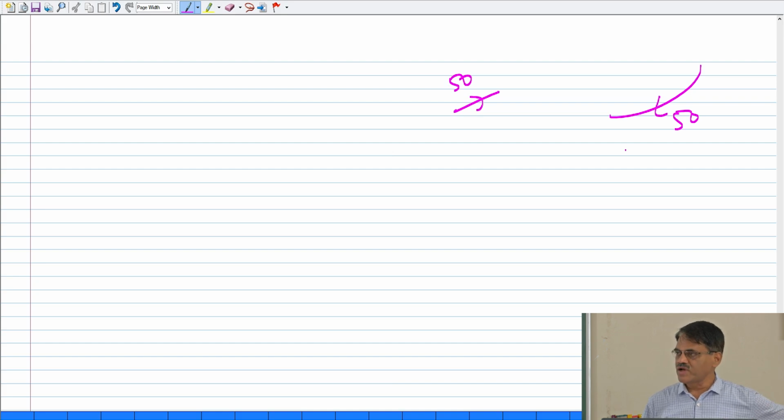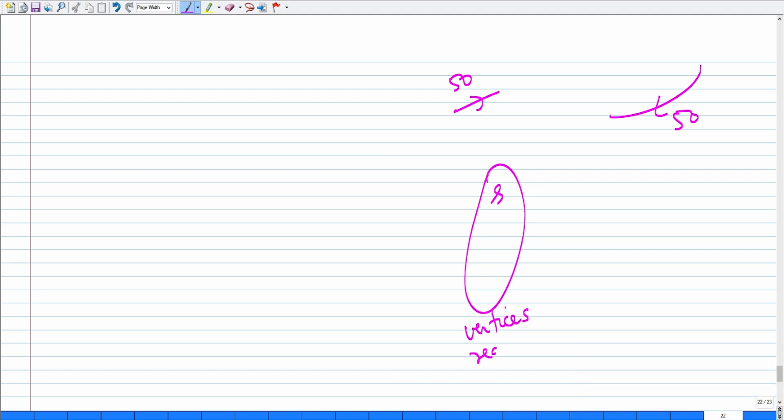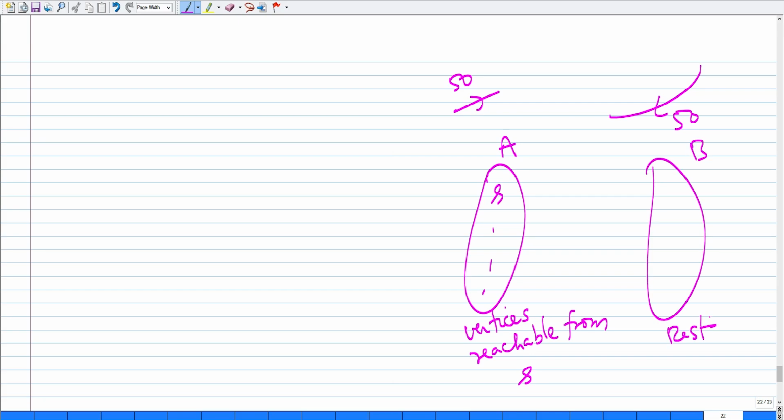So, how do we get the min cut again? Anybody remember? Exactly, and that is my capital S. So, I have S and all vertices reachable from S in the residual network. This is my A, and B is the remaining vertices. Why is S here? Because S is reachable from itself.